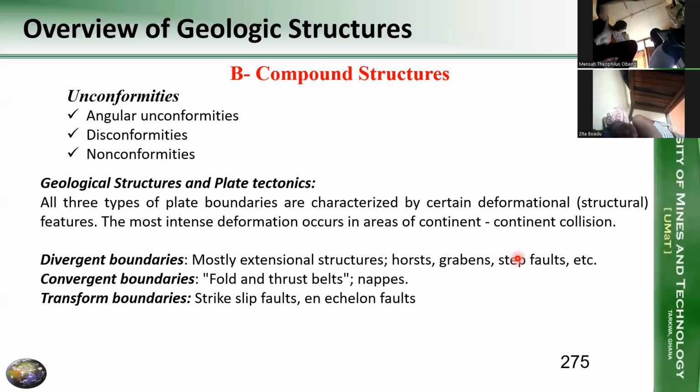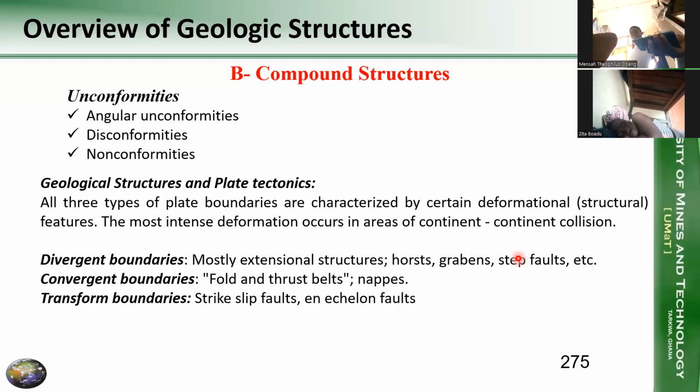So you remember we talked about three types of structures. We talked about primary structures, secondary structures, and then compound structures. Primary structures are structures that developed at the same time as the rock, when the rock was being formed, like most sedimentary structures. So we looked at secondary first. The various joints we looked at and faults, these are all secondary structures.